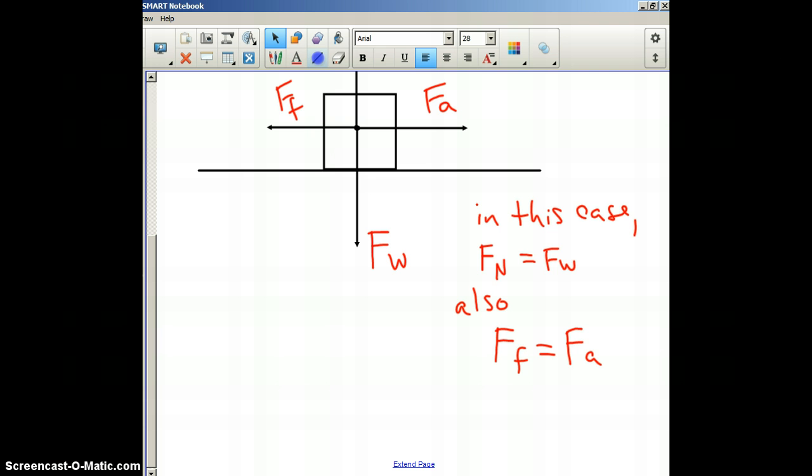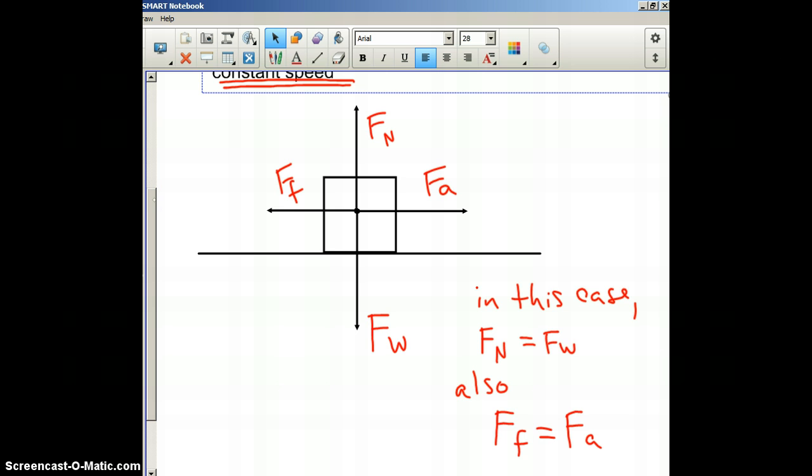Access the next video in the series to see what would happen if we had an object that was being pulled by a rope or pushed by a handle at some angle instead of just parallel to the surface.